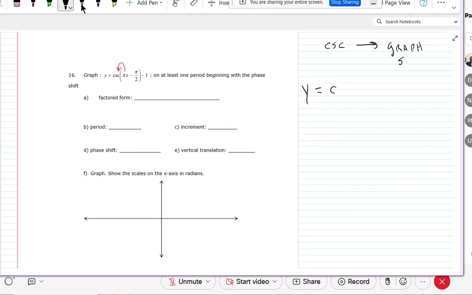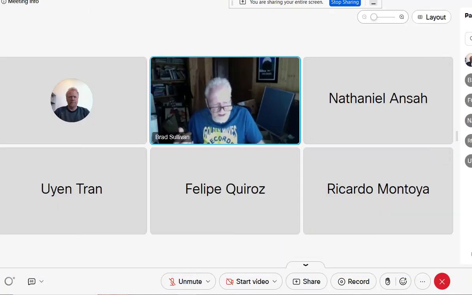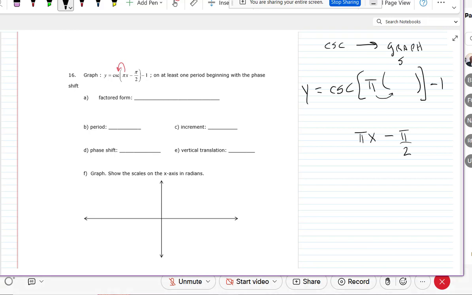If I take that out, I've got to draw a bracket, and I'm going to take the pi out. And we need to figure out what goes inside. Okay, so this is sometimes hard for students to do in their head. What you can do is you can take the pi x minus pi over 2, and when you do that, you're taking out a common factor of pi. So what you're really doing is dividing both of these things by pi.